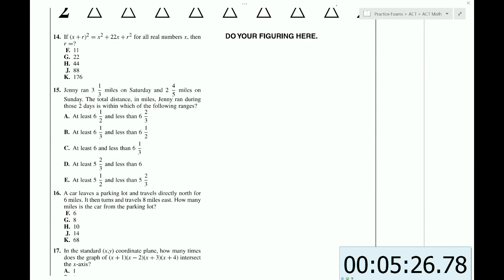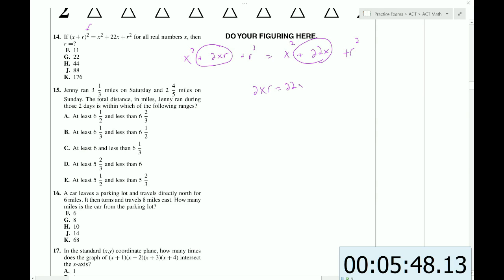Alright, so here we're going to have to FOIL the left side, so we get x squared plus r squared, and also a 2xr. That's going to equal x squared plus r squared and 22x. So this 22x has to equal this 2xr, right, because we could subtract away the rest. So 2xr equals 22x, divide by 2x, and we end up with r equals 11.